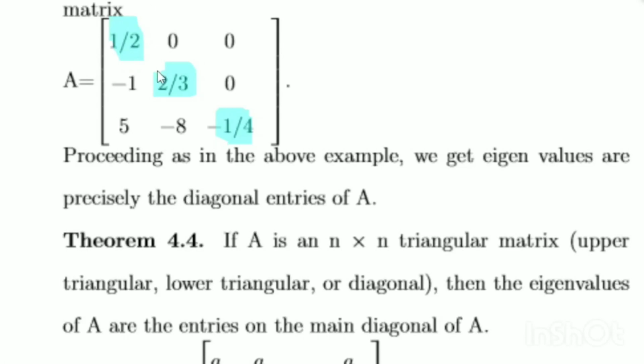So find the eigenvalues of the given matrix A equal to 1 by 2, 0, 0; minus 1, 2 by 3, 0; 5, minus 8, minus 1 by 4. You can see that this is a lower triangular matrix. If the given matrix is a triangular matrix, upper triangular, lower triangular or diagonal, you will get the diagonal entries as its eigenvalues.